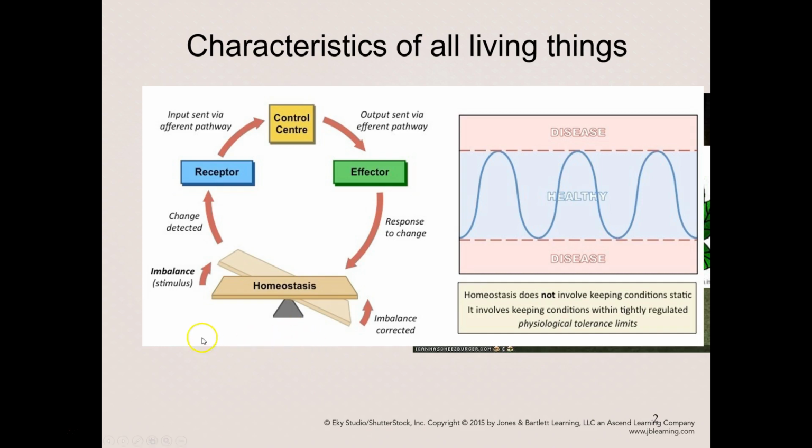And so this is just a basic homeostatic mechanism. We have a receptor that takes in stimuli that tell us what's going on. That receptor sends signals to the control center. The control center determines what needs to be done. And the response goes out to effectors, and effectors are what bring about change and bring us back to homeostasis.